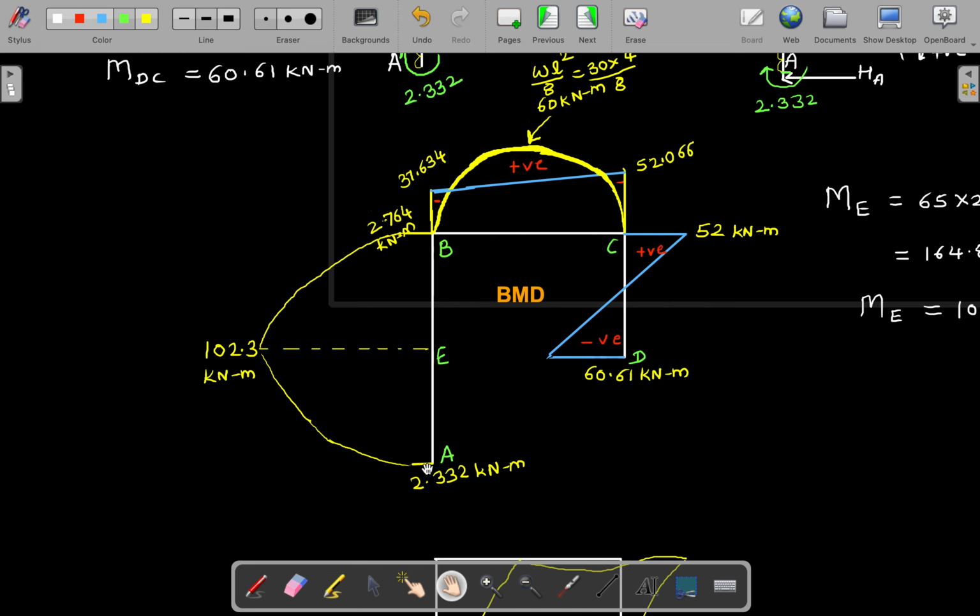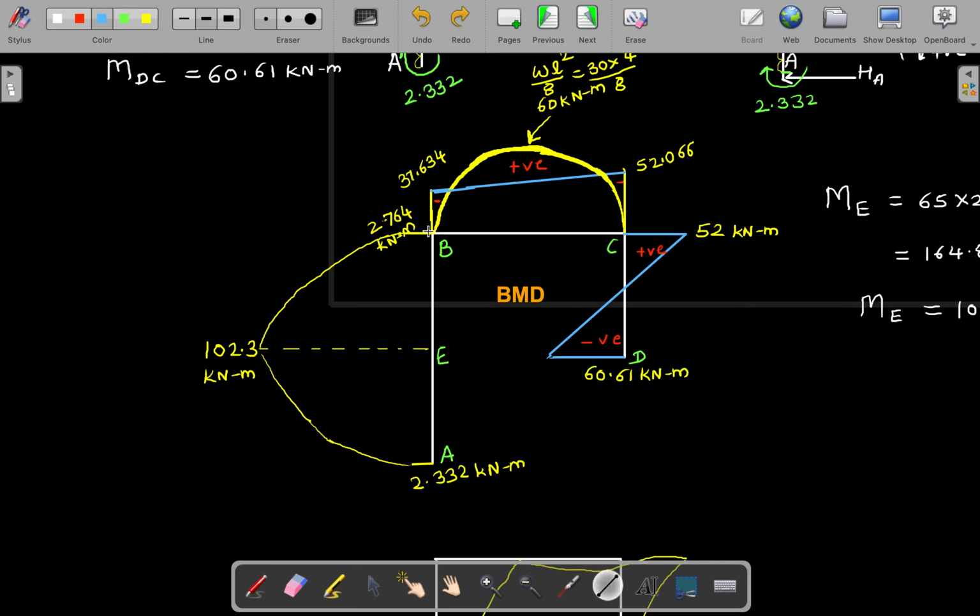So what we are going to do is draw this bending moment diagram on one side of it, because there is a combination of loads. For this case, let us plot all moments on one side only. So 2.332 here and 2.764 here we have plotted, and the maximum bending moment is 102.3. So we draw a straight line here. From here to here it is a straight line.